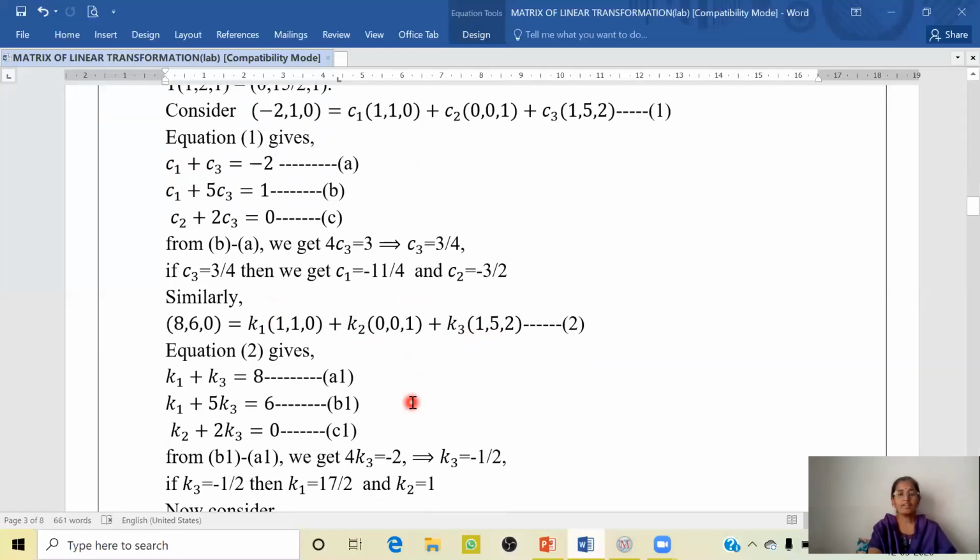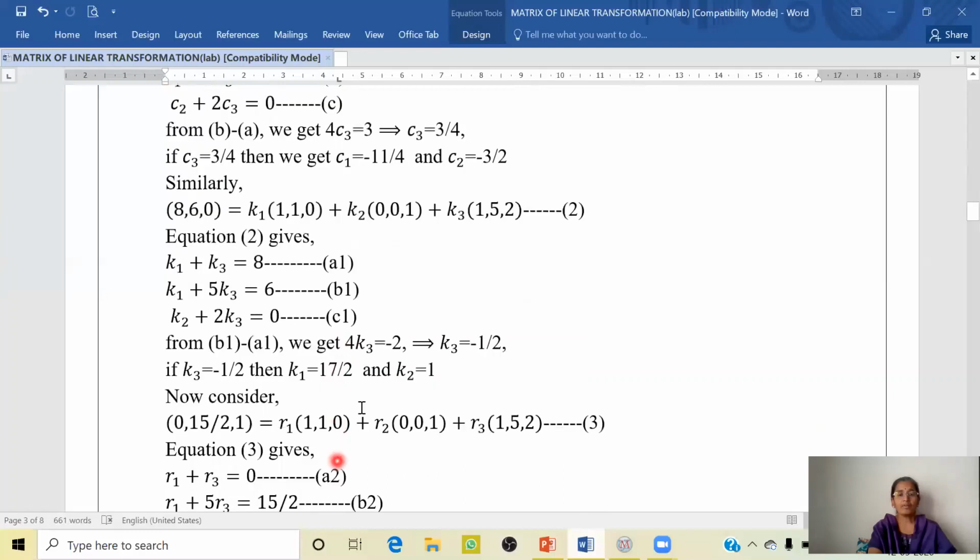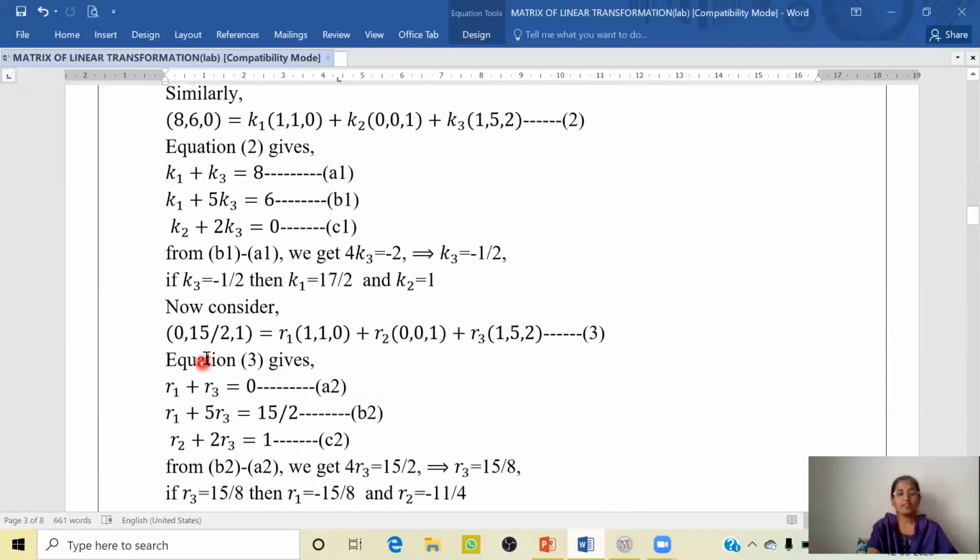So we are going to get, similarly, 3 equations in K1, K2, K3, and we can solve for K1, K2, K3 once again in a similar way, and we obtain K3 is equal to minus half, K1 is equal to 17 by 2, K2 is equal to 1. And now let us take the image of the third basis element, that is 0, 15 by 2, 1, and that can be expressed as a linear combination of the B2 basis elements. So let us take the scalars R1, R2, R3 and write the linear combination as expressed in expression 3.